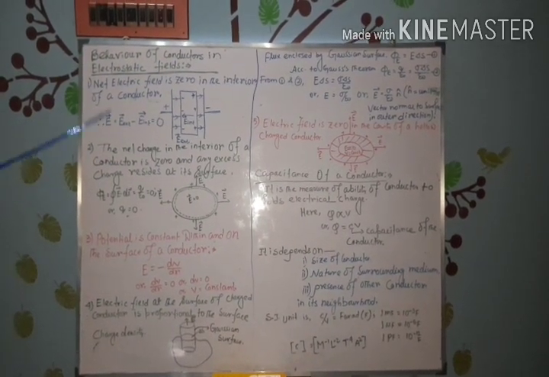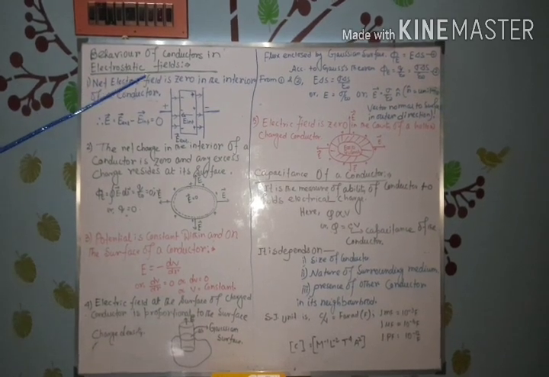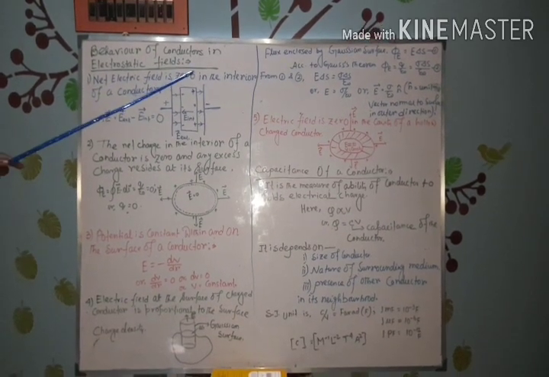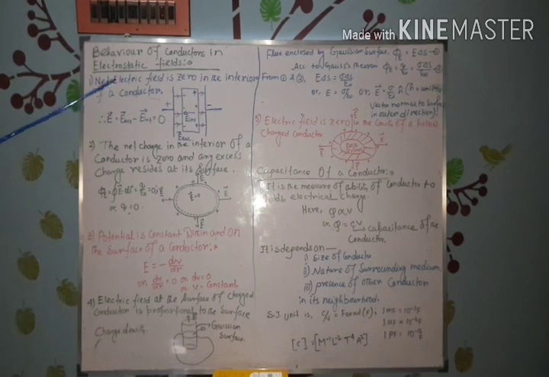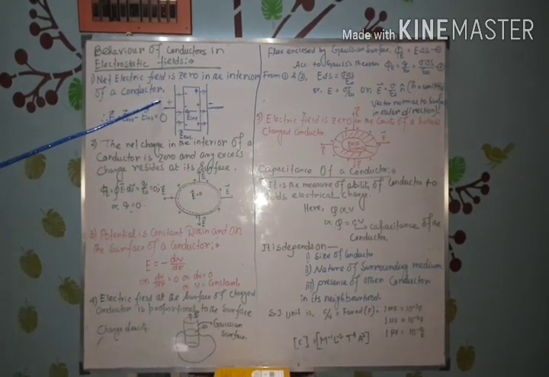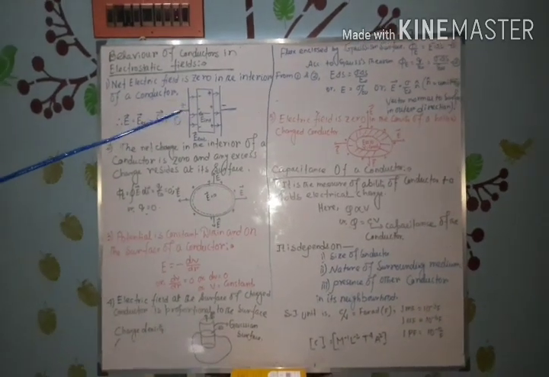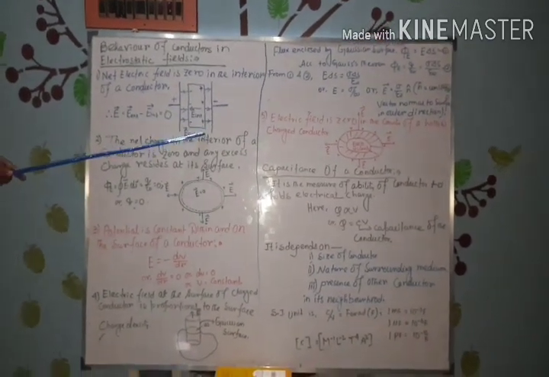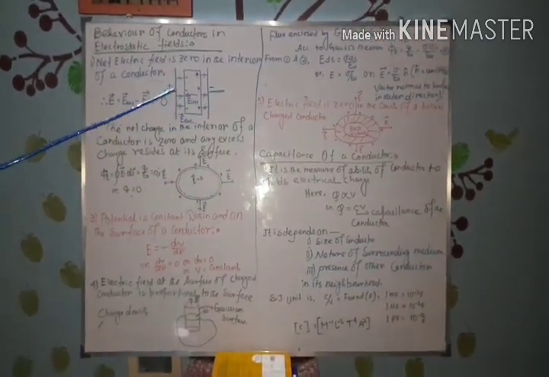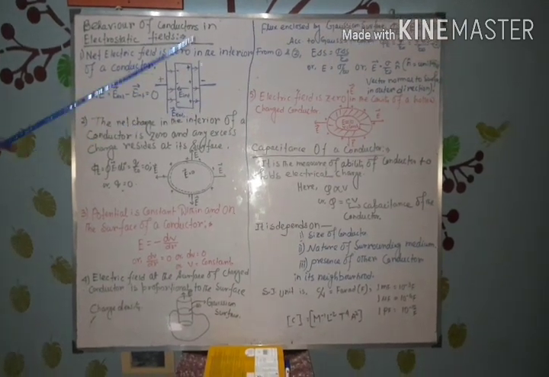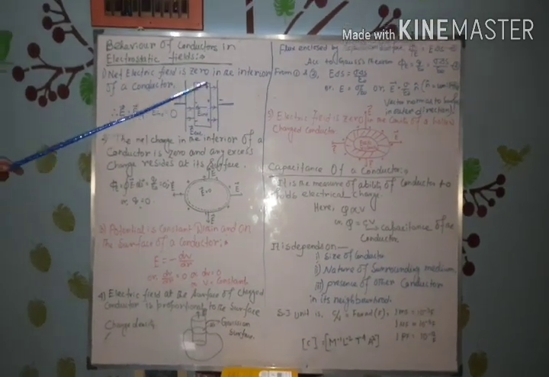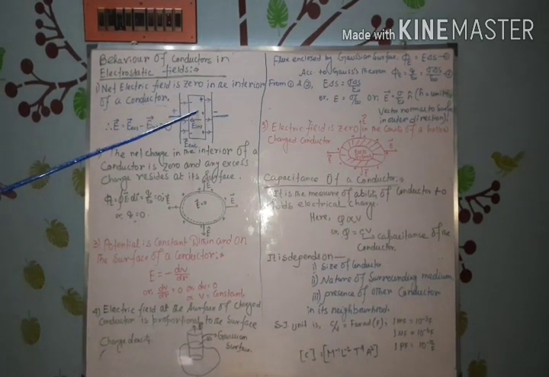Number one, the net electric field is zero in the interior of a conductor. How can you explain this? We consider an electric field over here which is directed from left to right. In this electric field, we place a conductor.